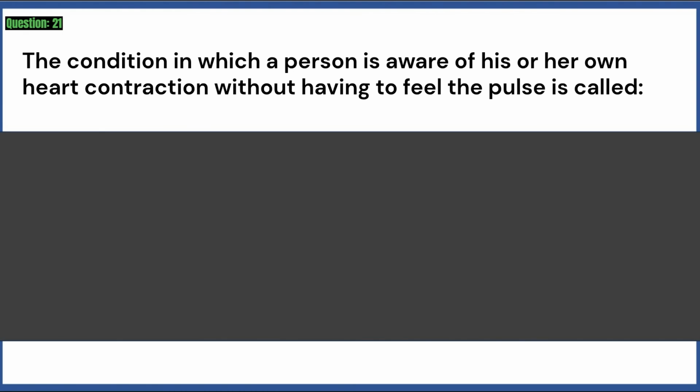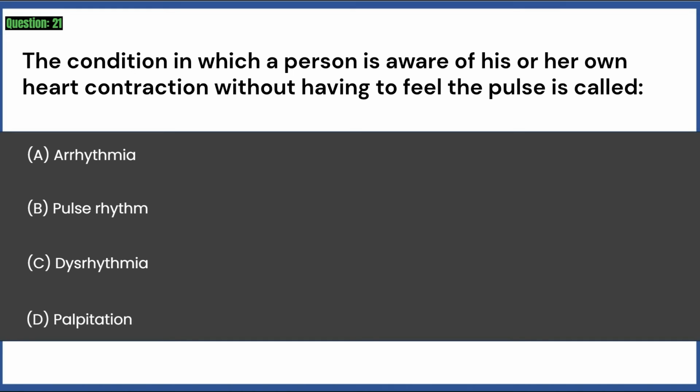The condition in which a person is aware of his or her own heart contraction without having to feel the pulse is called A. Arrhythmia. B. Pulse rhythm. C. Dysrhythmia. D. Palpitation. Answer: D. Palpitation.